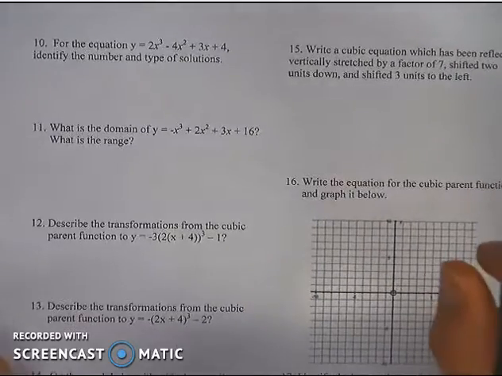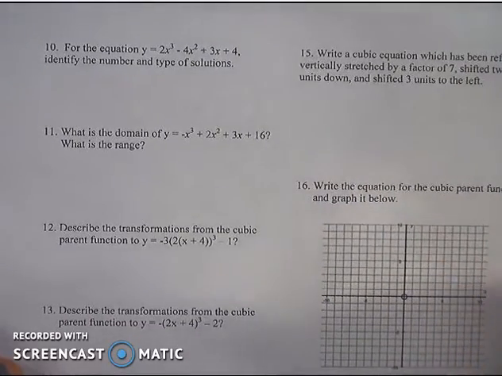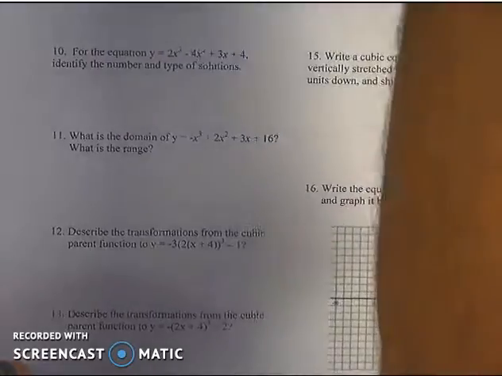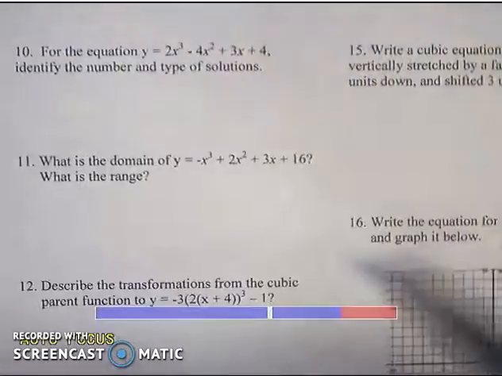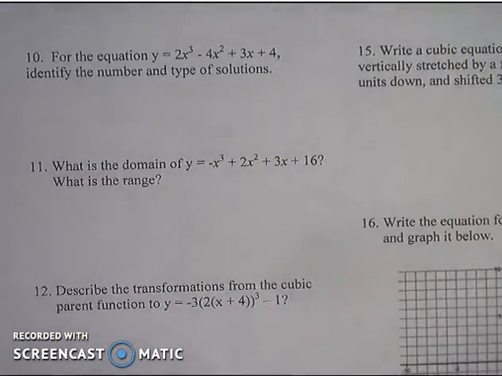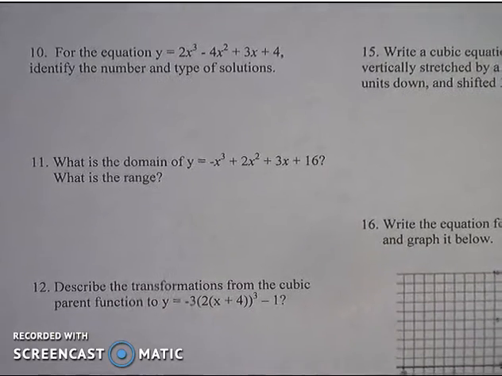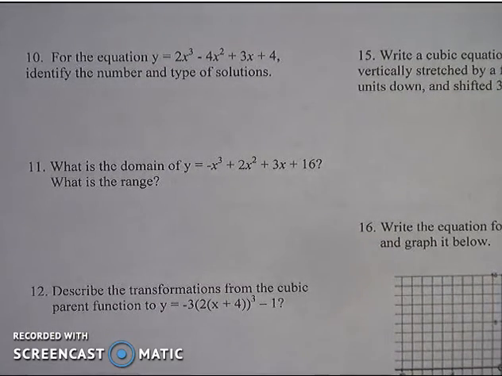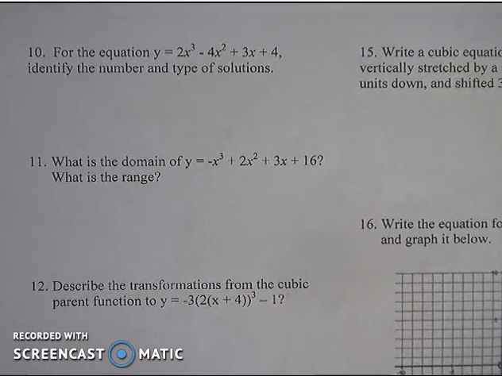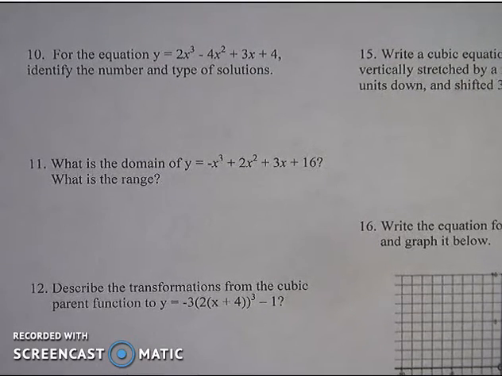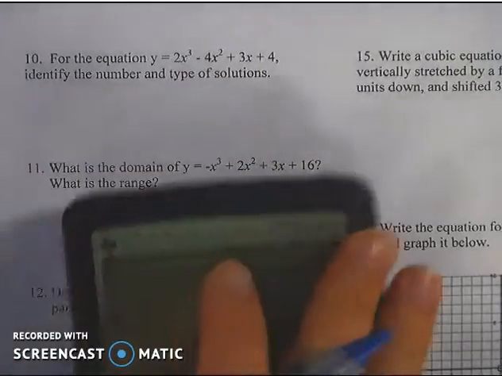This is Mr. Alexander again, and we are going to finish up the Unit 5 test review here, starting on number 10. Should go pretty quickly. For the equation y equals 2x cubed minus 4x squared plus 3x plus 4, identify the number and type of solutions. The easiest way to do this is to simply graph it and see how many times it crosses the x-axis. So that's exactly what we're going to do here.